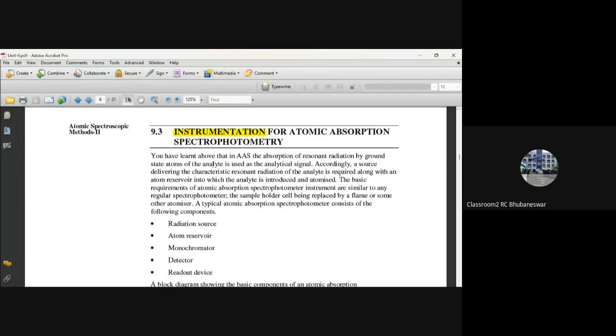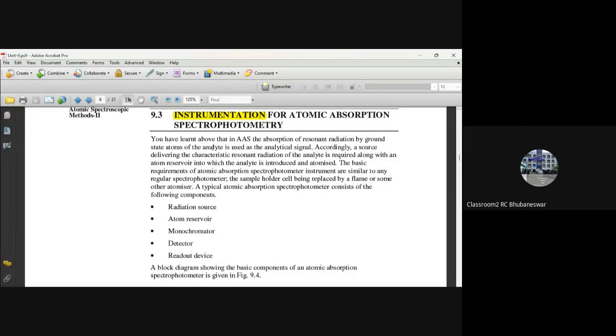So coming to the instrumentation of atomic absorption spectrophotometry, this is the 9th unit. Up to the 8th unit, you have already seen that wherever the instrumentation part comes, there will be some radiation source. It may vary from spectroscopic method to spectroscopic method. An atom reservoir will be there. Then one monochromator will be there. Then detector and readout device. This is the protocol for all the spectroscopies. But the source varies from spectroscopic method to spectroscopic method.